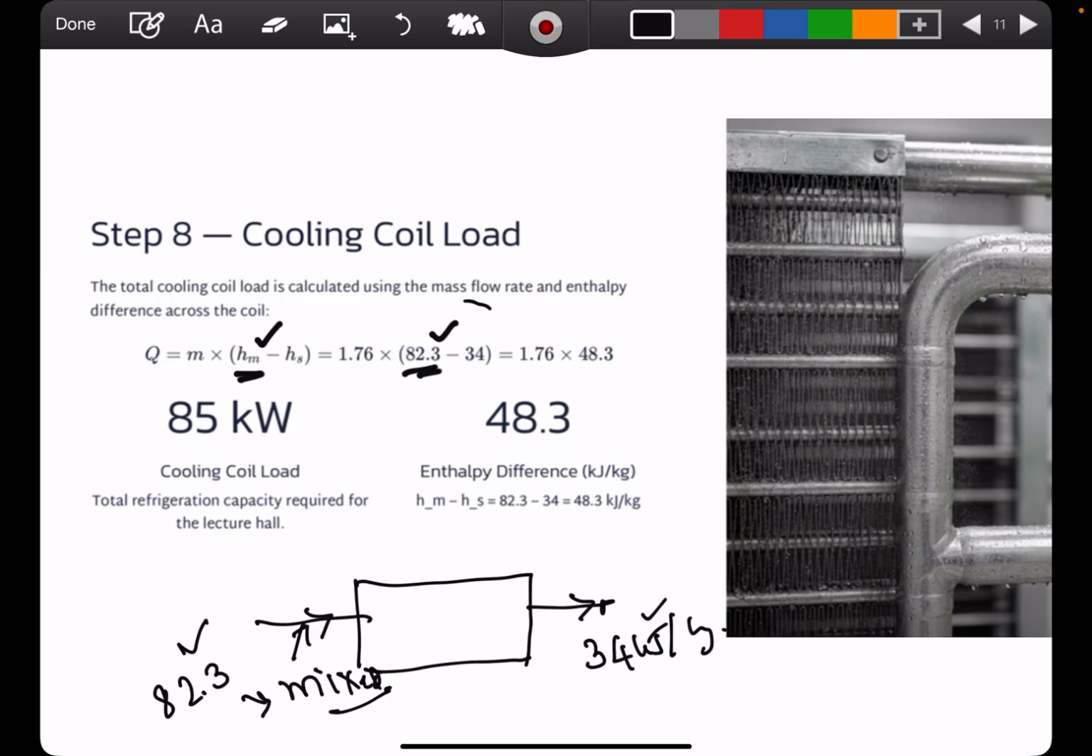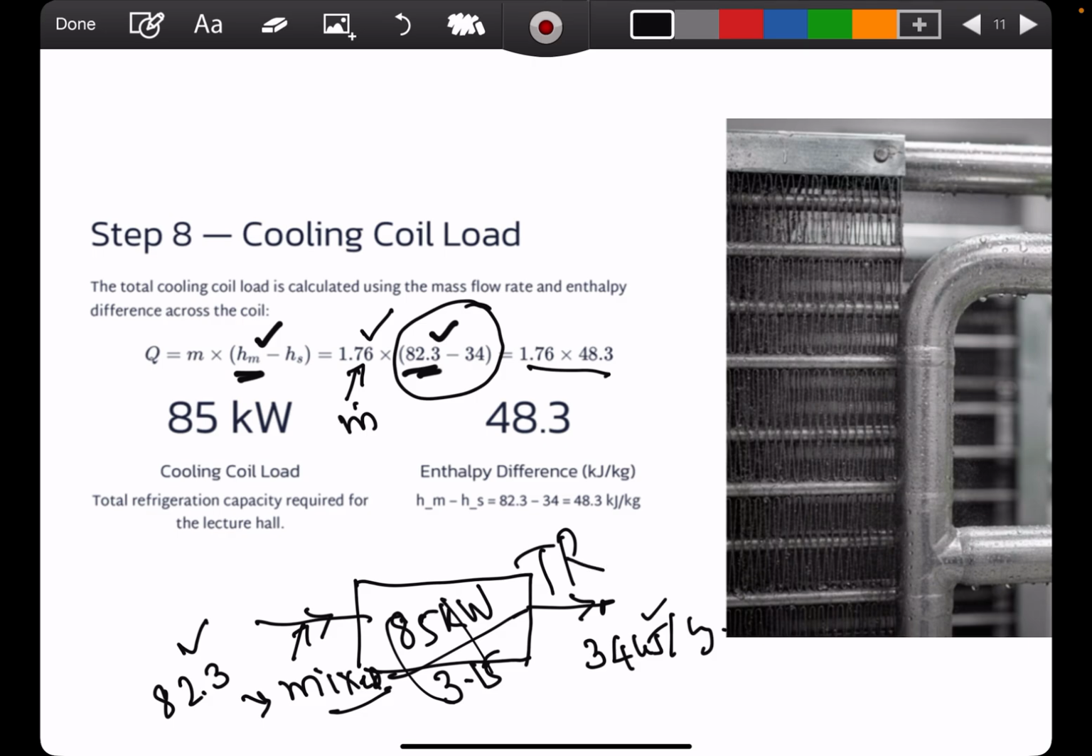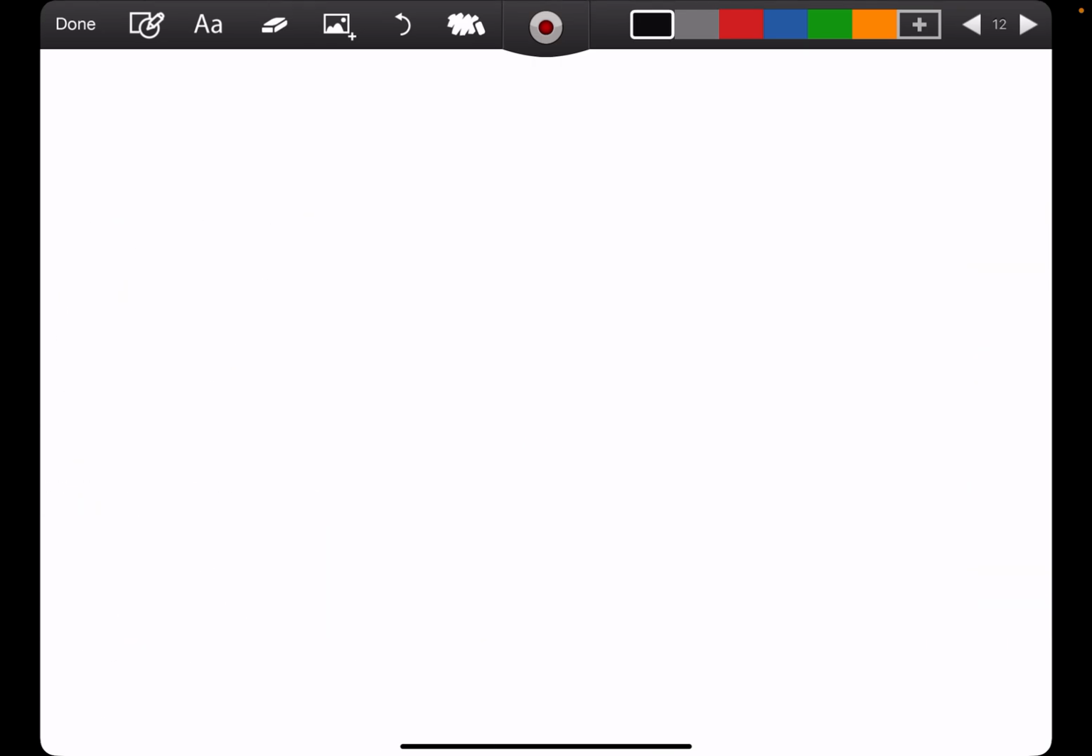The difference in these two enthalpies into the mass flow rate, which is 1.76, gives you the cooling load. If you multiply these two, you will get a cooling load of 85 kilowatts, which is approximately 85.15. If you divide this, you will get TR of refrigeration. So this is how we do the design calculation.